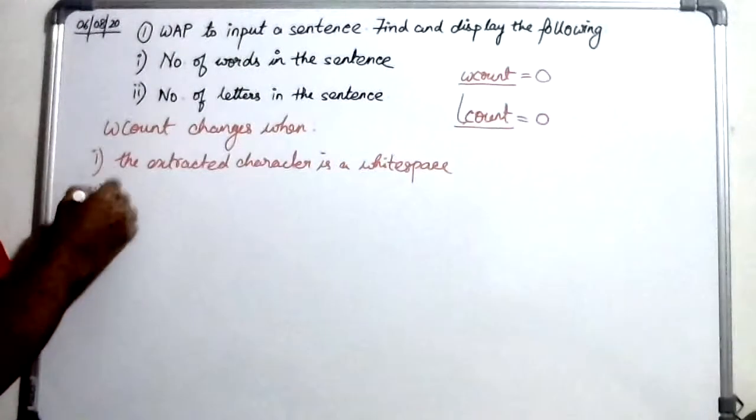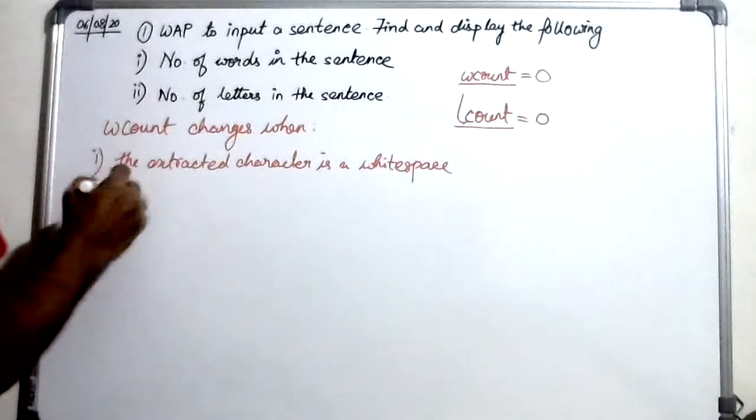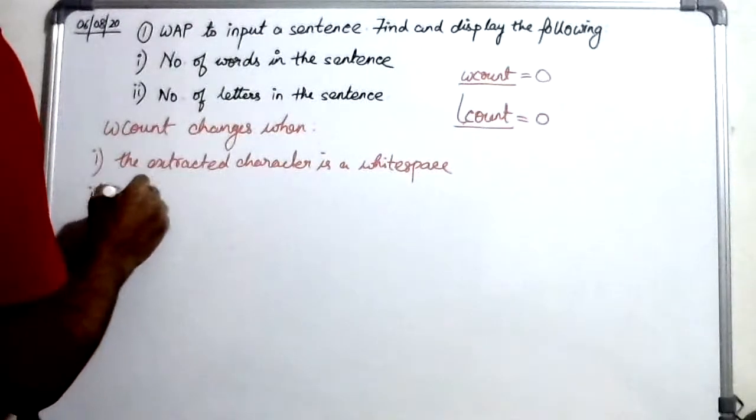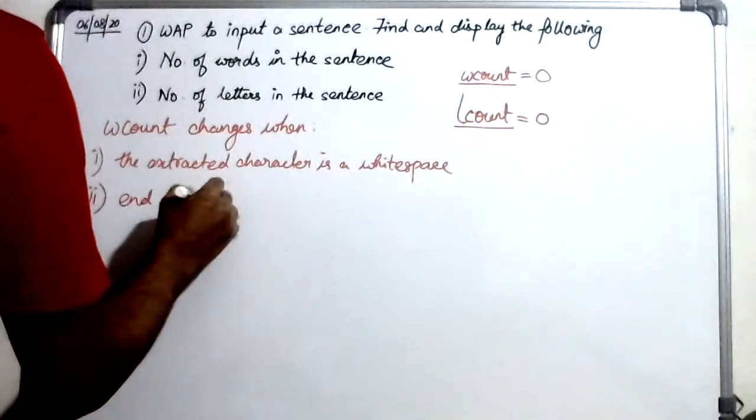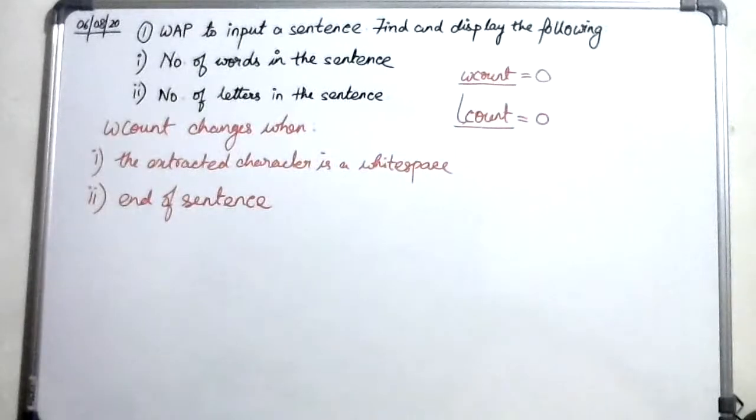Point number 2, W count changes when the end of the sentence is reached. So there are two scenarios where the value of W count is incremented by 1. The first scenario is when the extracted character is a white space. The second scenario is when we have reached the end of the sentence. So to count the last word, we just increment W count by 1 after we have reached the end of the sentence.